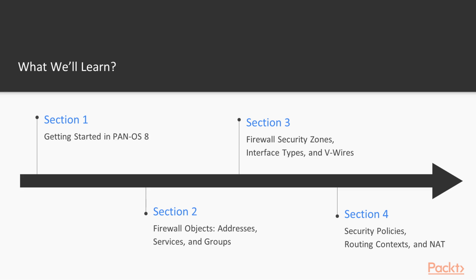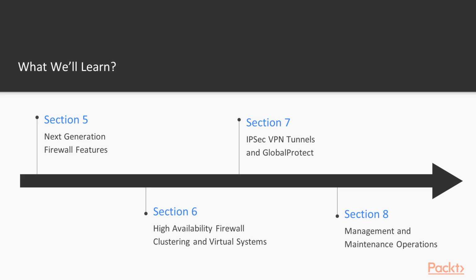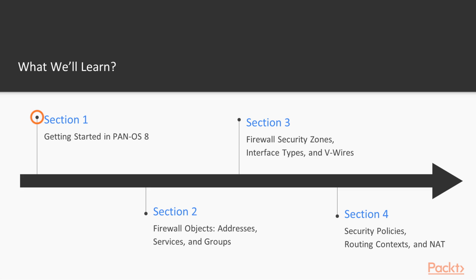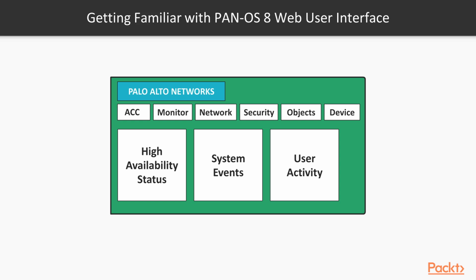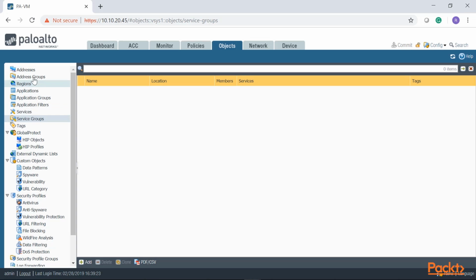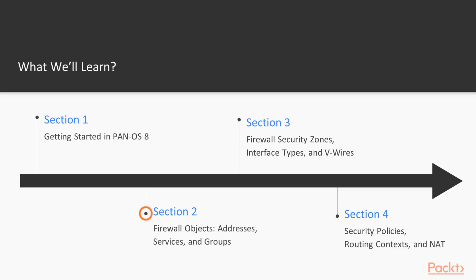In this course overview, what are we going to learn? I have broken down this course into 8 sections. We're going to begin section 1 by getting to know the PanOS web interface. We need to know exactly where to look for a specific setting, so that's why we want to get familiar with PanOS 8.